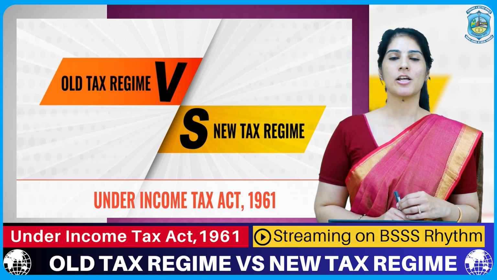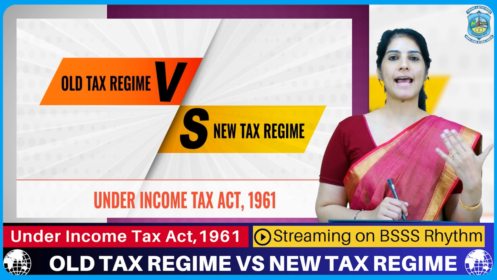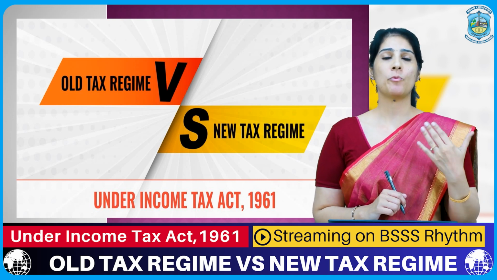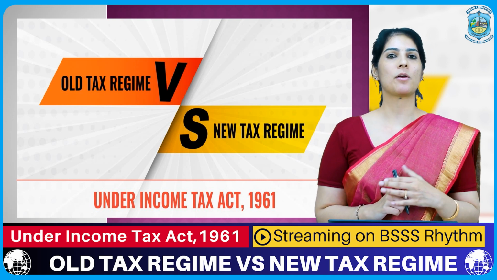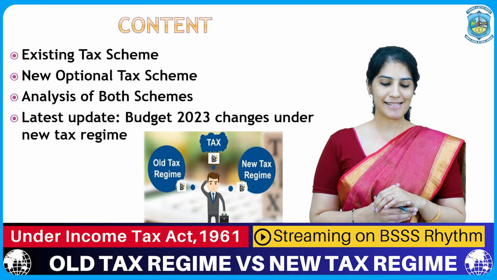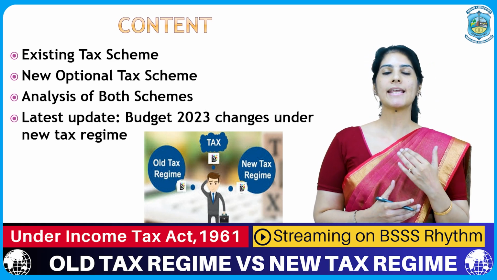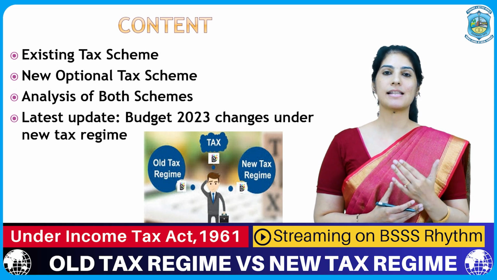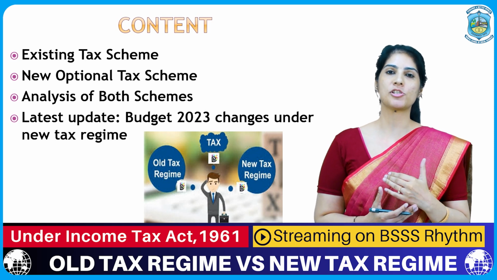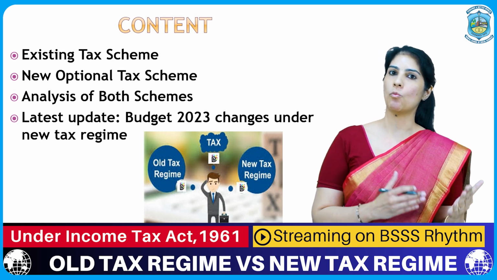And today I'm here to discuss a very interesting and important topic, that is the old tax regime versus the new tax regime. Why was it implemented? Which one is better? All these things we are going to discuss in our content. We are going to discuss the existing tax scheme, the new optional tax scheme, what are the exemptions and what are the rebates that we have to forego in order to opt for the new optional tax scheme, as well as the analysis of both schemes in part 1.